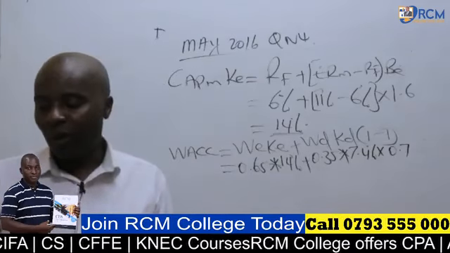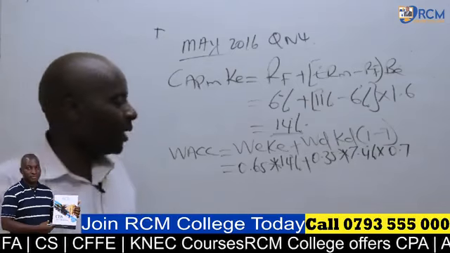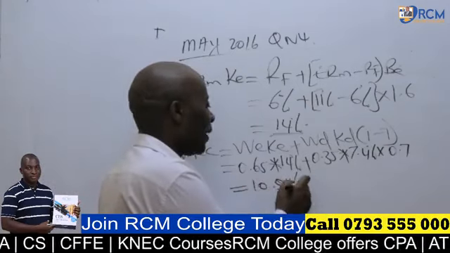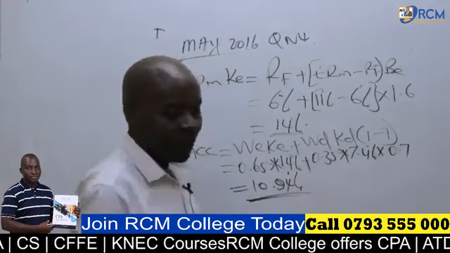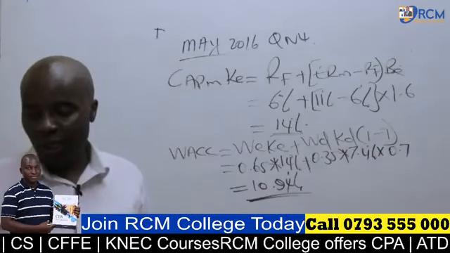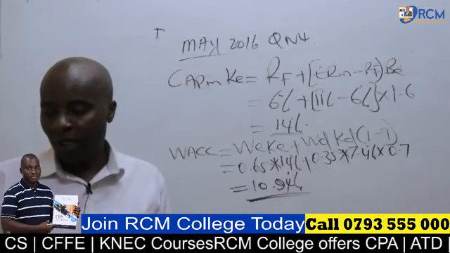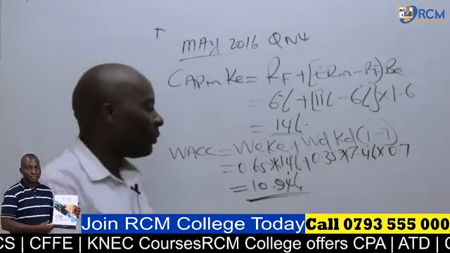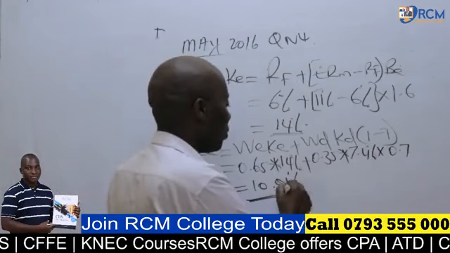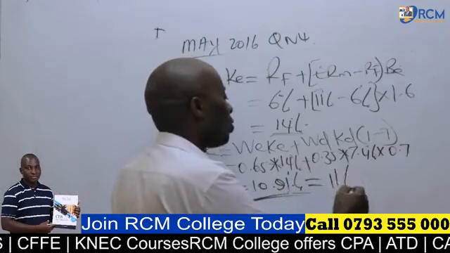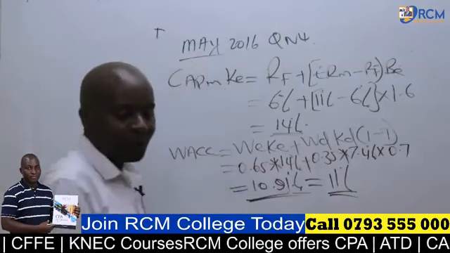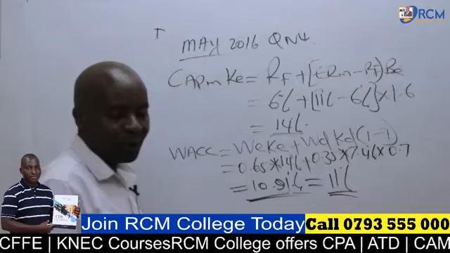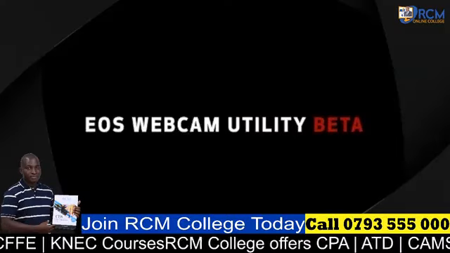So from Samuel Oyunge, they are telling me that the final answer should be 10.94%. 10.94% is what I should use. Let me see which one is popular. I think 10.91 is the most popular. We can even decide to make use of 11% approximately.